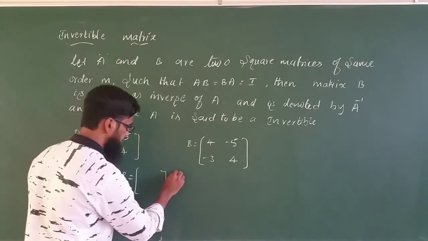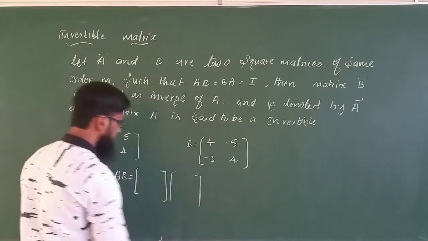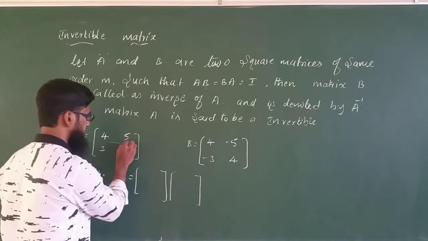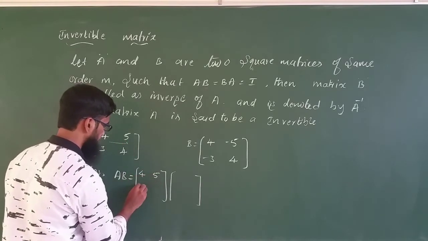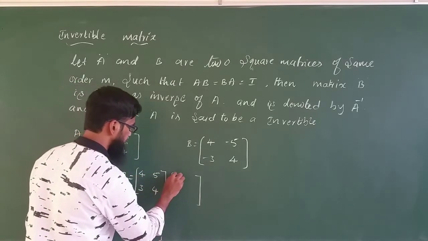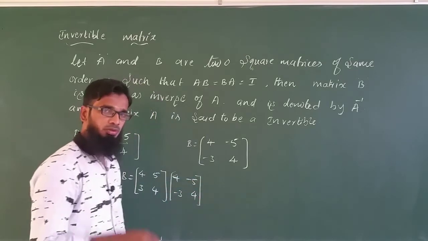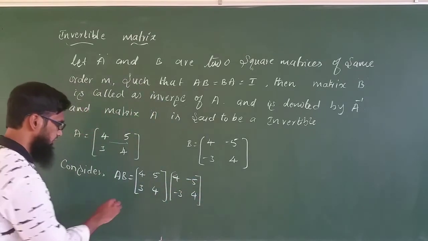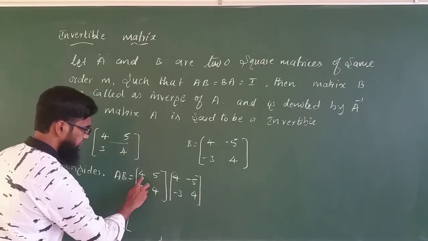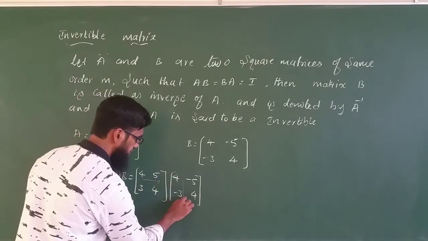I will consider the product of A into B here. If I calculate this, this is the row: 4, 5, and this is 3, 4. This is 4, minus 5, minus 3 and 4. We already know the multiplication of matrices, so we have to take row into column like this.